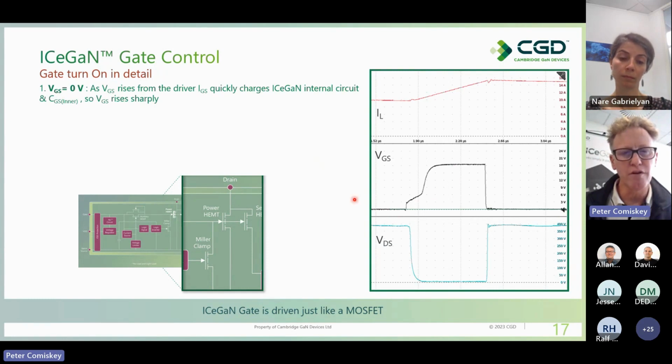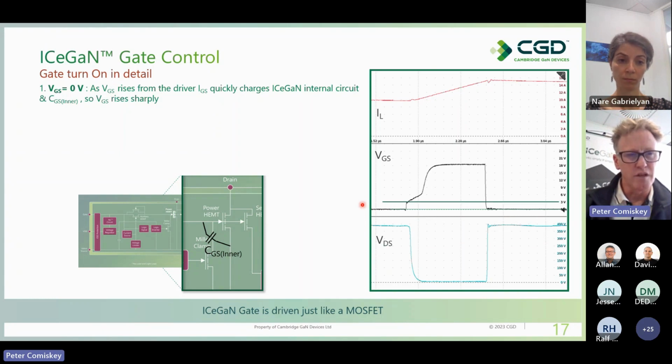So just going through the switch on stage, first of all, of course, VGS is going to start at 0 volts, and as the driver turns on, VGS is going to start to rise, and as it rises, it's going to start to charge the ICeGaN internal circuit and also CGS inner, as we're showing here, which is the parasitic capacitor between gate and source. And that stage is going to happen reasonably quickly. So we're going to go from 0 volts up to that point around 3 volts. Sorry, around 2.5 volts.